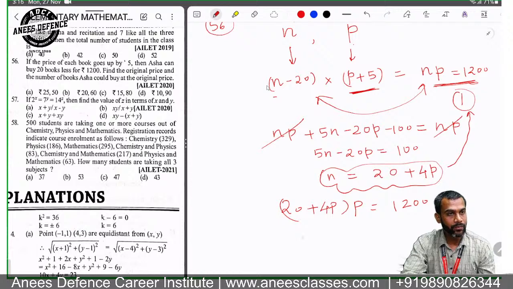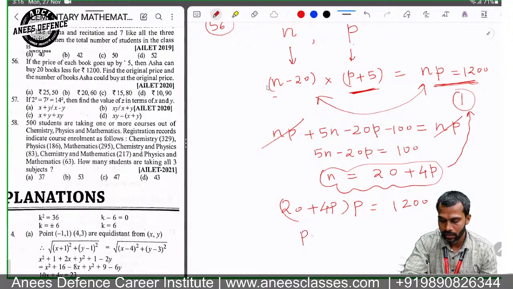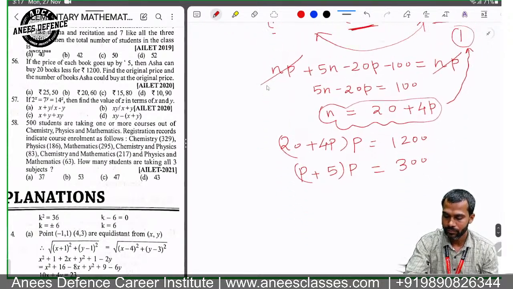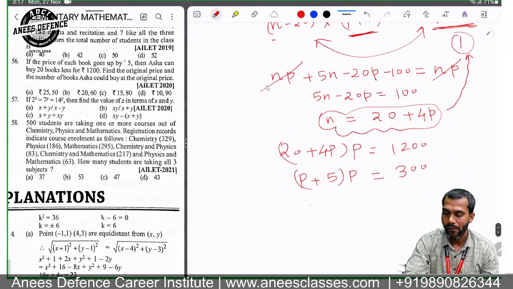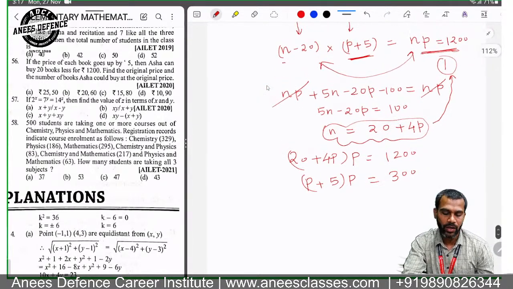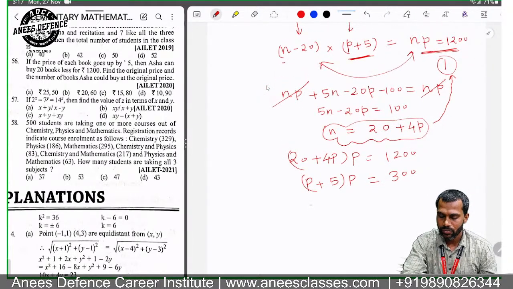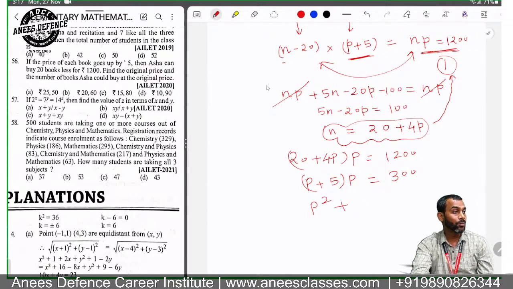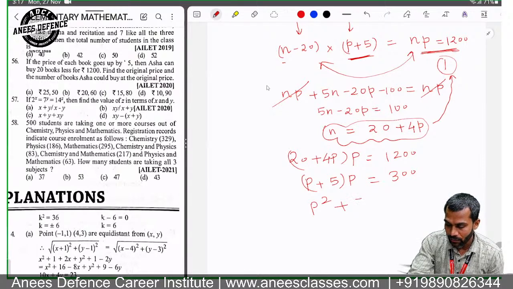So it becomes, I can divide it by 4. So P square plus 5P, P is equal to, tell me, 300. Yes or no? Now tell me, 15 into 20, if you compare. Yes or no? Or you can solve it. The quadratic equation can be solved in order to get the value of P. But it is very lengthy, as you can see. So we can use options. Now tell me, P square plus 5P minus 300 is equal to 0.